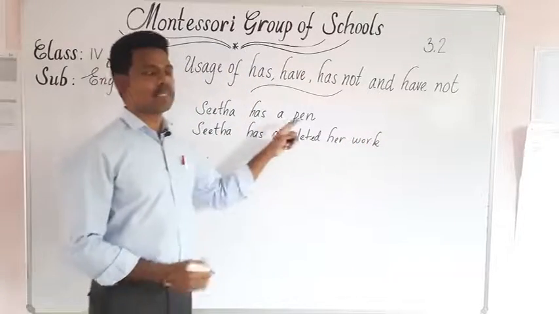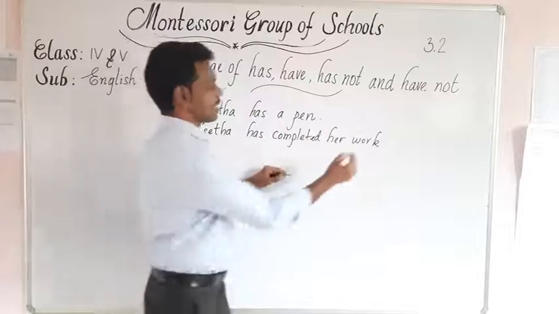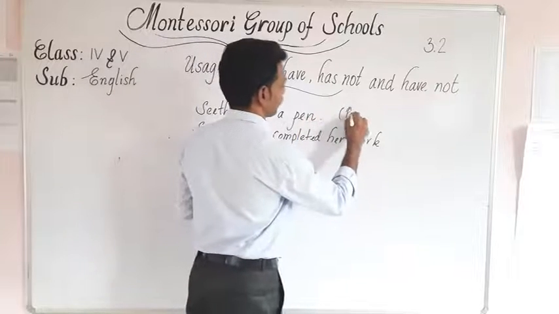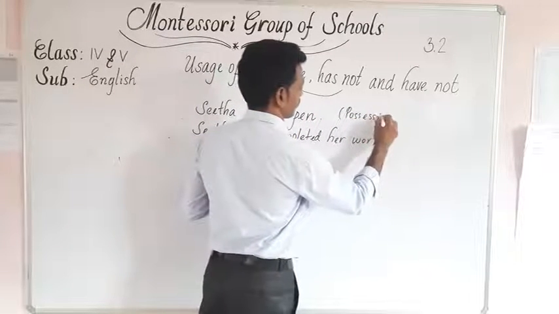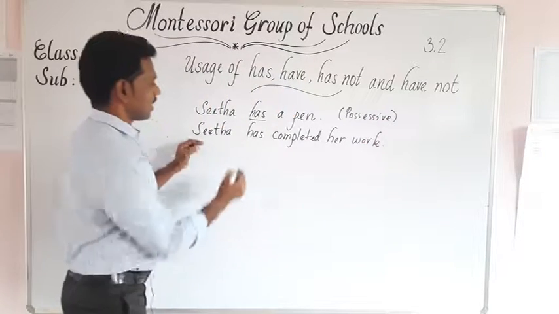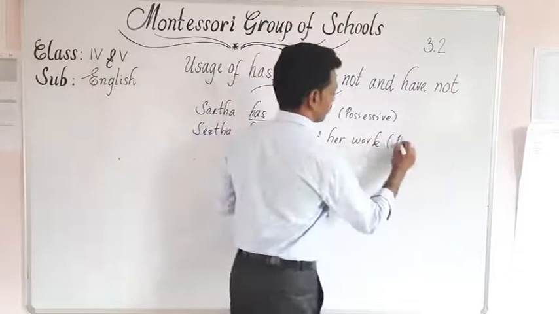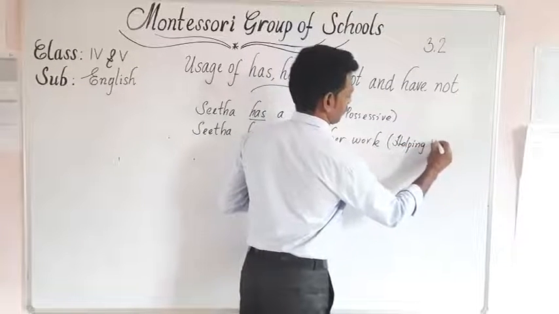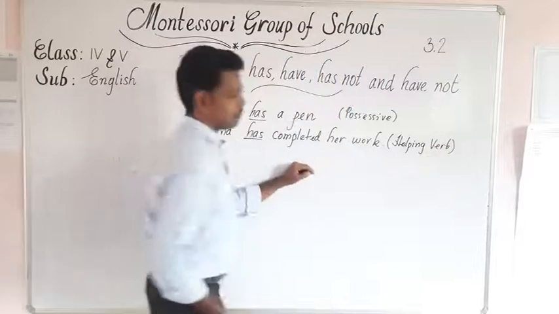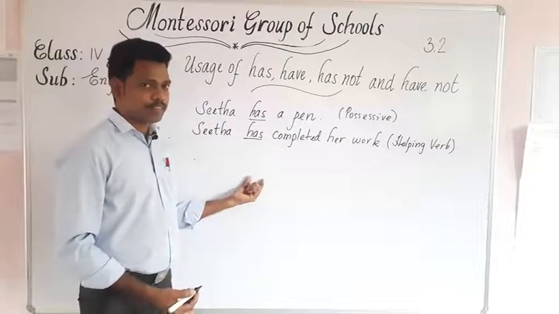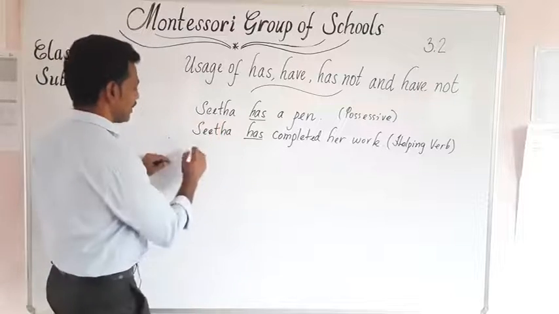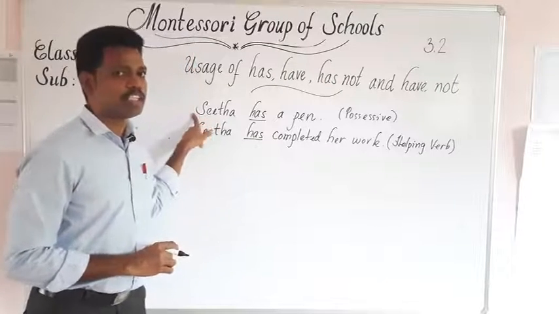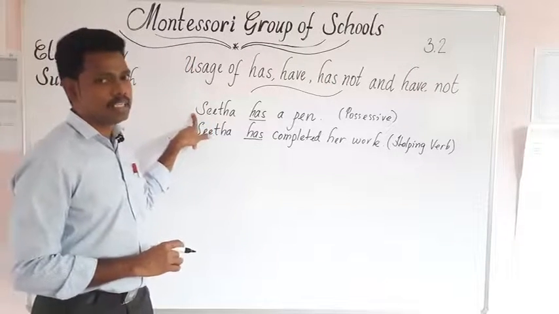So here, Sita has a pen and Sita has completed her work. The first one, has, is possessive and the second one, has, is a helping verb. When we change them into negative, we have to make sure that Sita comes in third person singular. He, she, it. So here Sita, a lady, she.